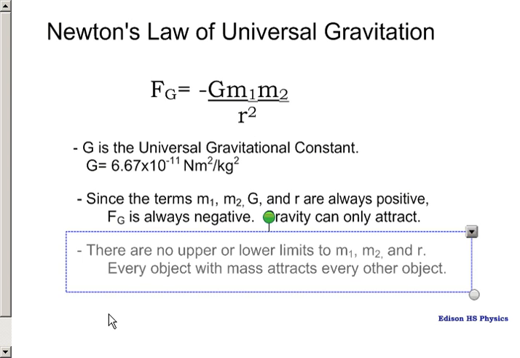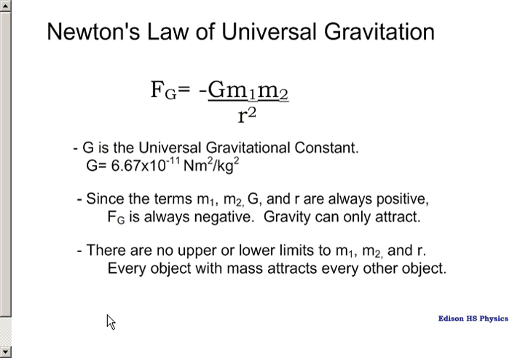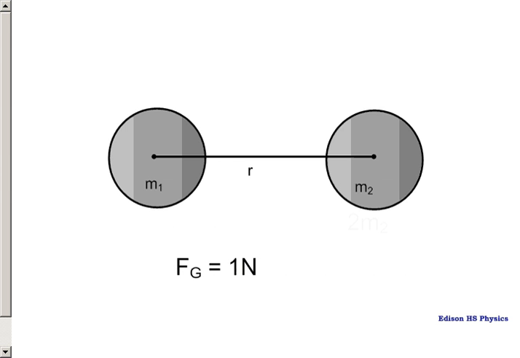The third thing is there's no upper or lower limits to m1, m2, and r. Every object with mass attracts every other object with mass. You and the chair you're sitting in right now are gravitationally attracted. Lucky for you, G, the 6.67 times 10 to the negative 11th, is very, very small, or else there'd be a non-negligible force between you and your chair, making laziness more socially acceptable.